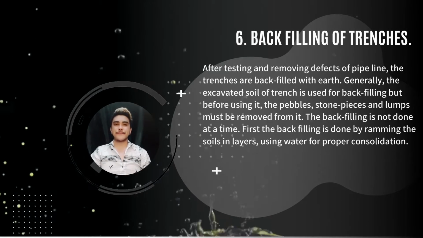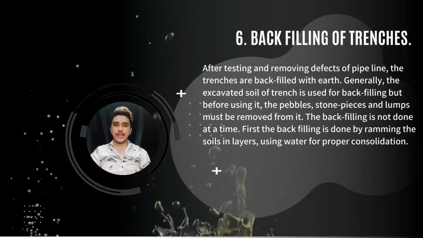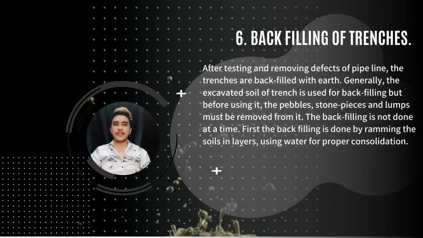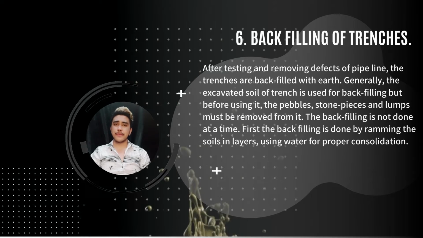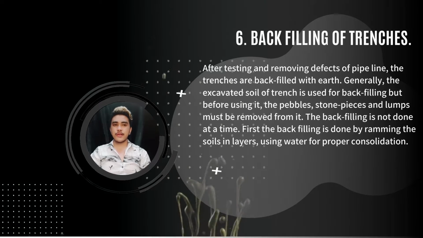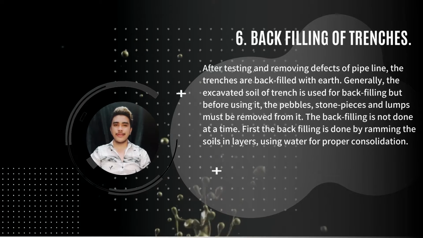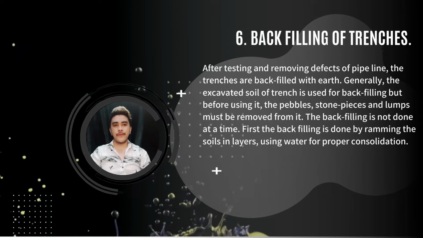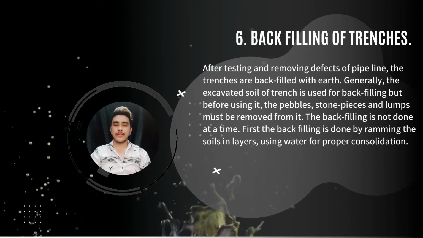Backfilling of trenches. After testing and removing defects of the pipeline, the trenches are backfilled with earth. Generally, the excavated soil of the trench is used for backfilling, but before using it, the pebbles, stone pieces, and lumps must be removed from it. The backfilling is not done at a time. First, the backfilling is done by ramming the soils in layers, using water for proper consolidation.